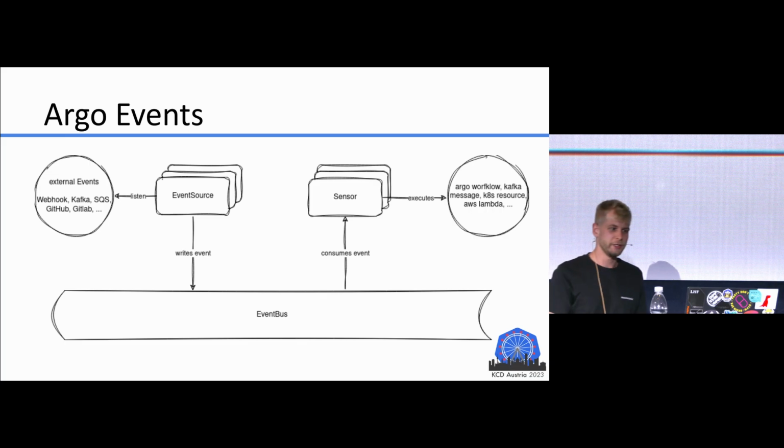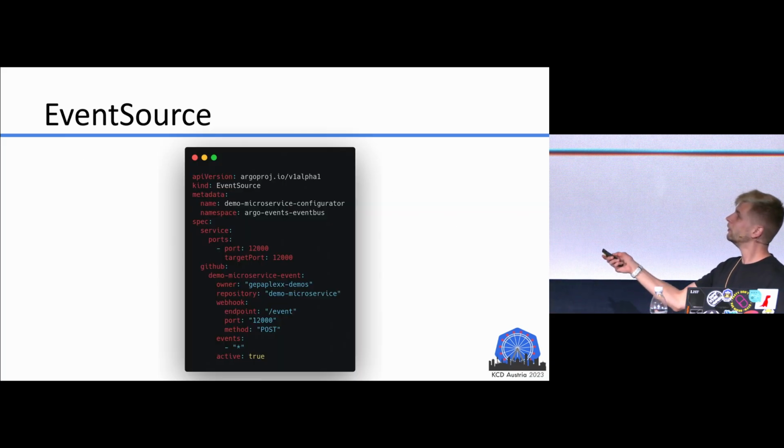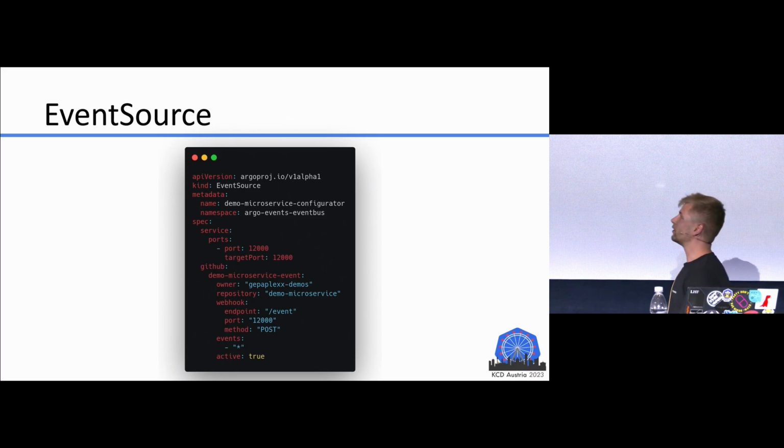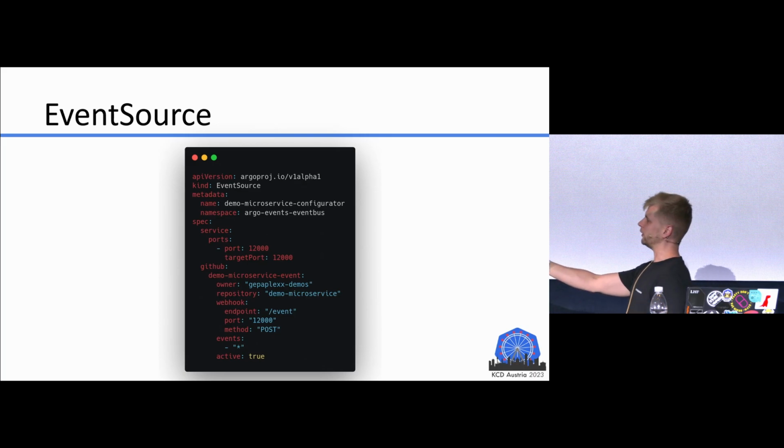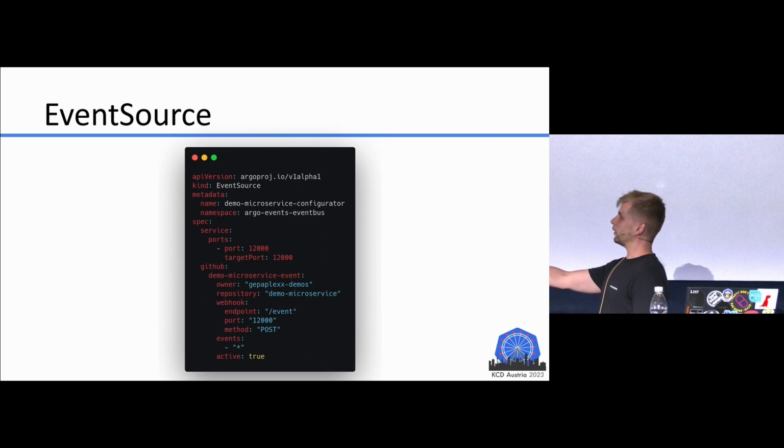So if you're an engineer like me and you love YAML, that's how an event source looks in YAML. It's pretty simple. We just have the information of the repository and an endpoint where it is exposed, so our Git provider can send the payload there. Then we have an ingress, and we're listening to all the events. Cool.